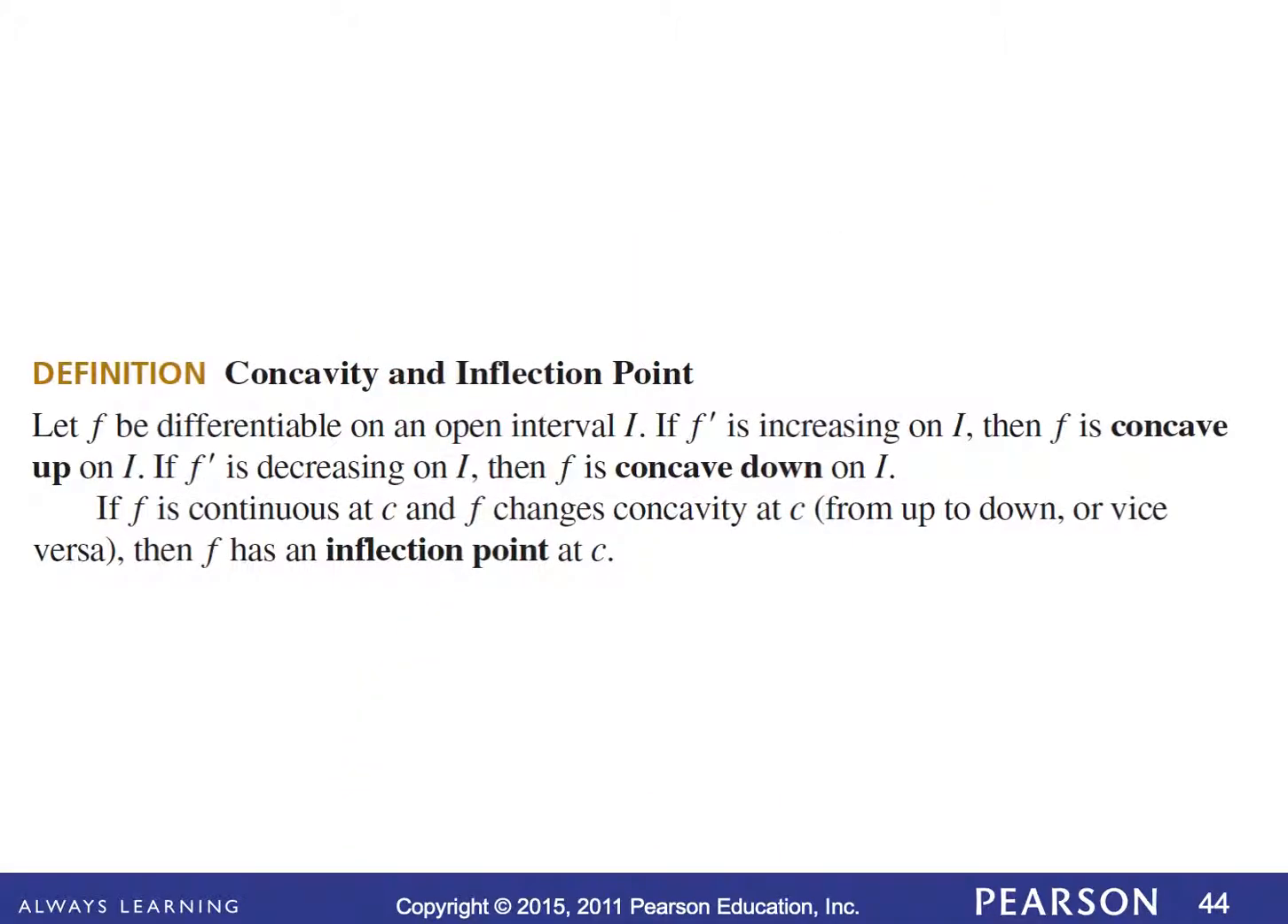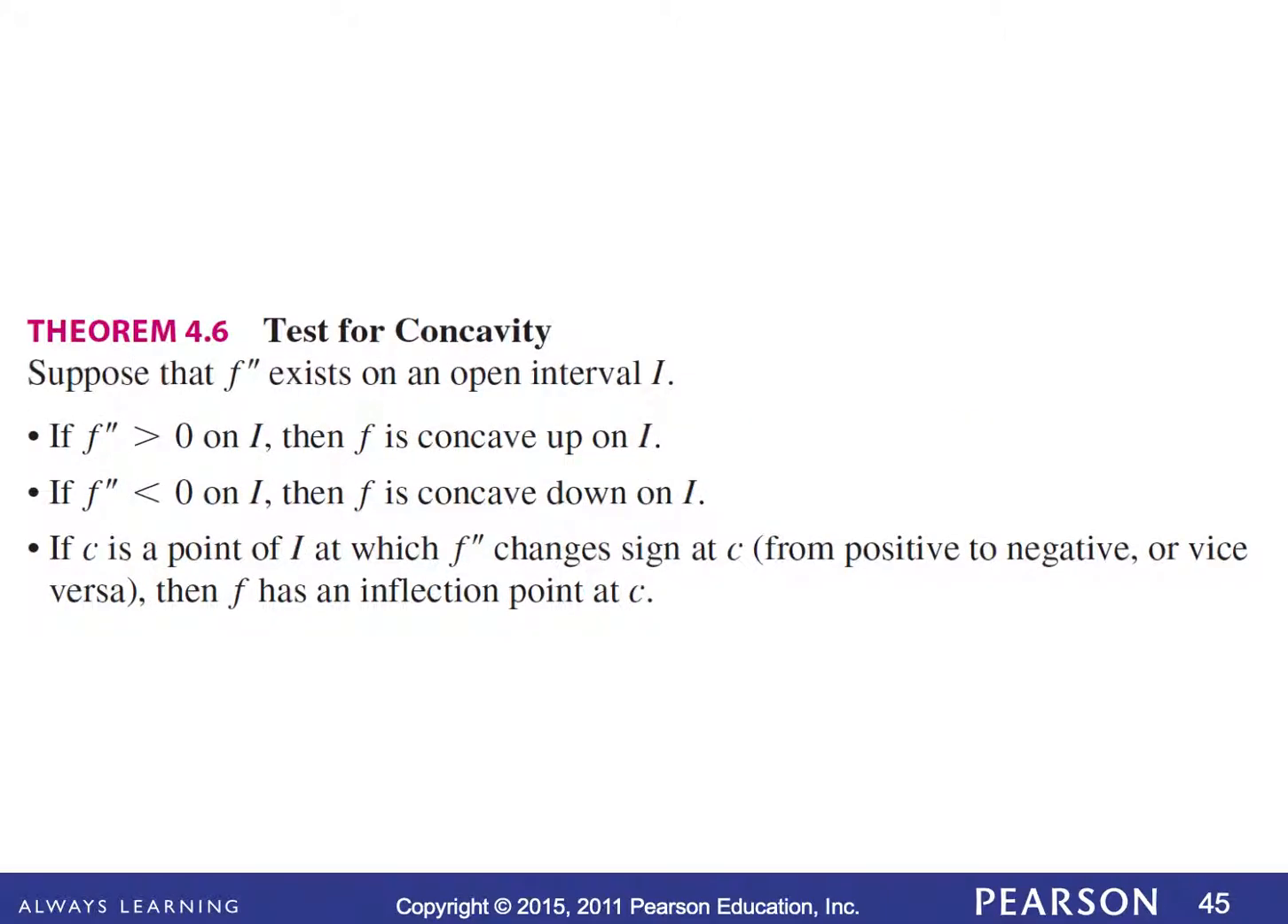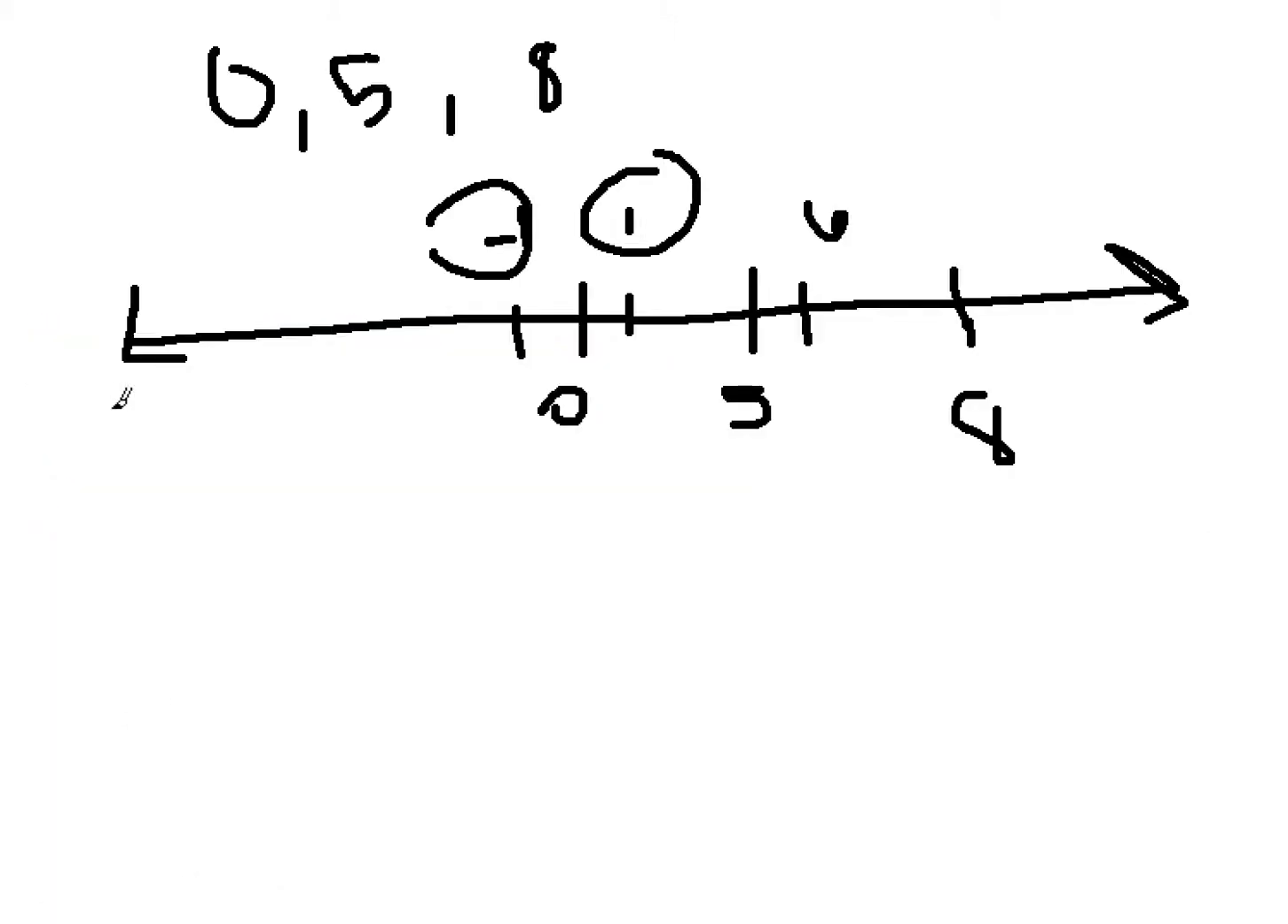So concavity is going to happen by our second derivative. So we're going to look at taking the second derivative, setting it equal to 0, and adding that into my numbers and my problems. If the second derivative is positive, it's concave up. If it's negative, it's concave down. So why is this important? Because when I'm drawing a graph, I have to know what the concavity is in order to sketch it.